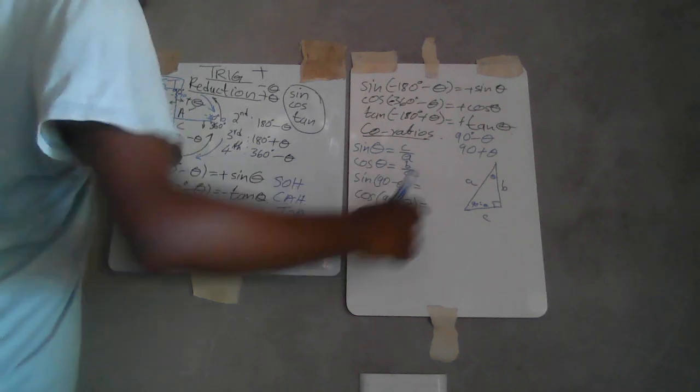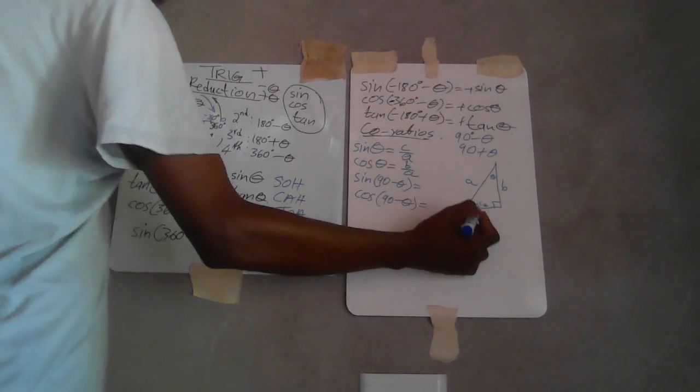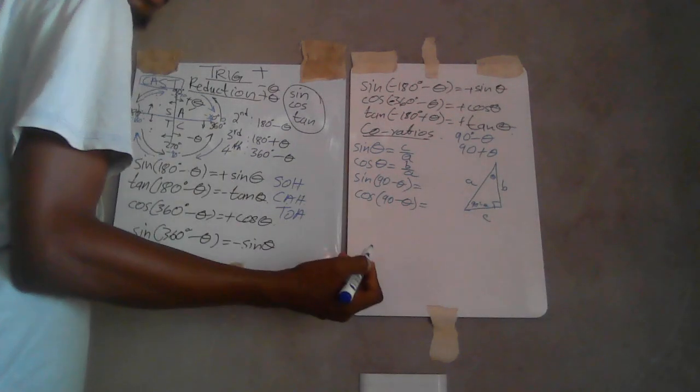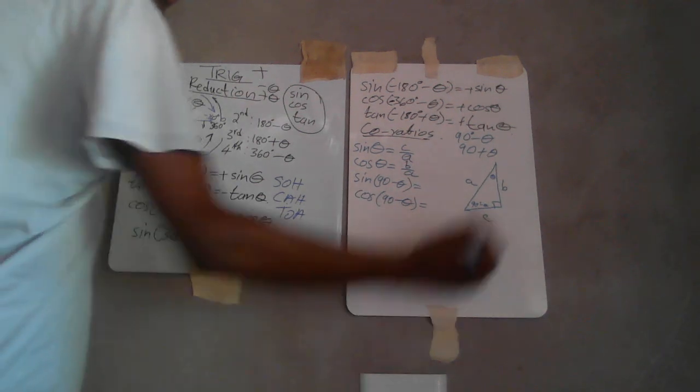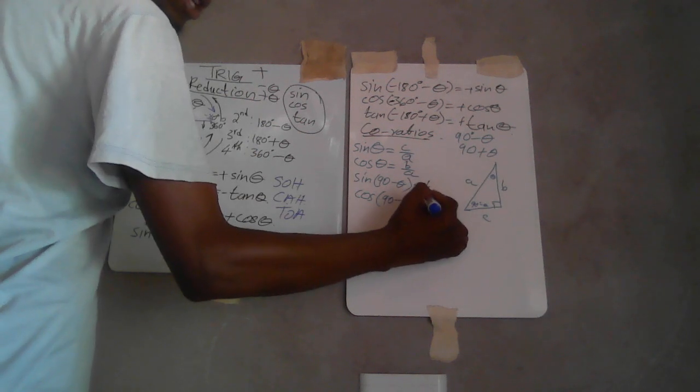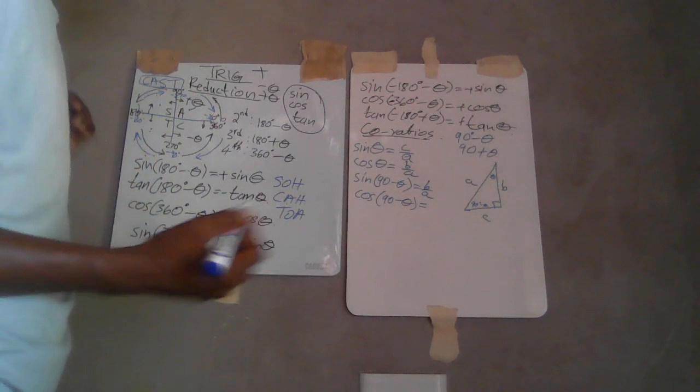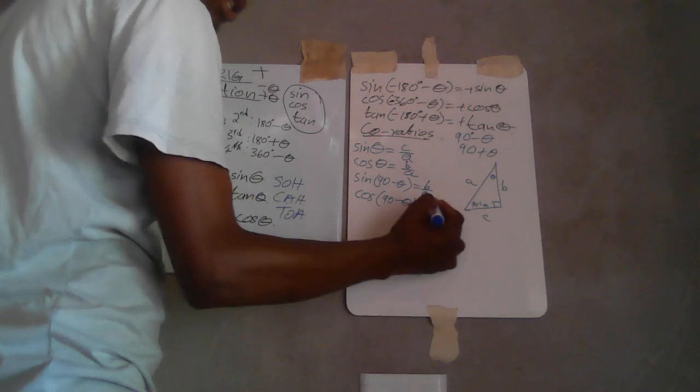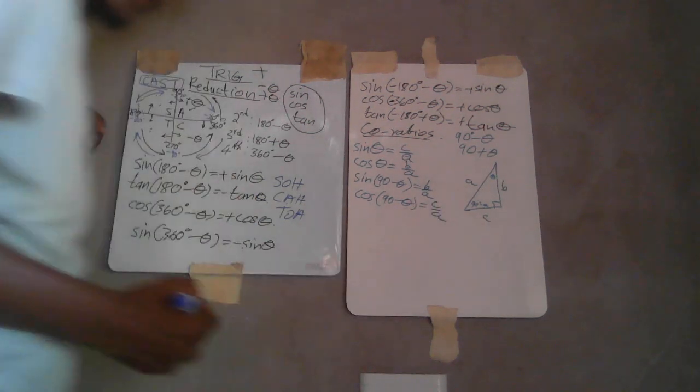So let's check 90 minus theta. Sine is opposite over hypotenuse again. The opposite side of this angle is B, so B divided by hypotenuse, which is A. What about cos 90 minus theta? Cos is adjacent over hypotenuse. What is the adjacent side of this angle? It is C. So we get C over A.